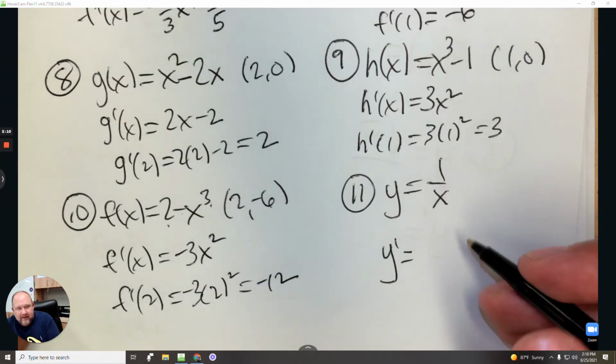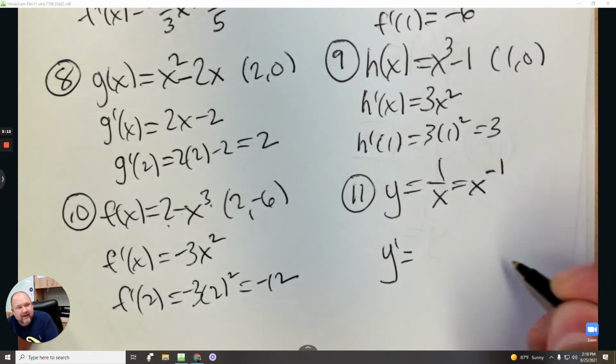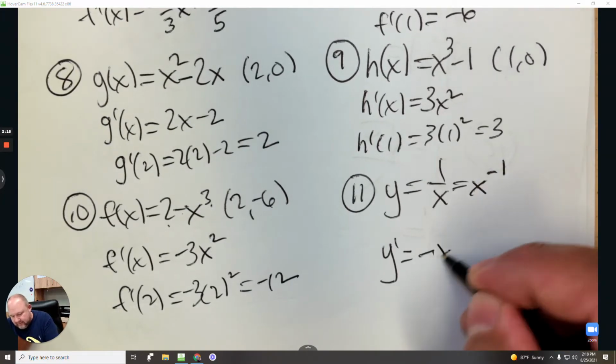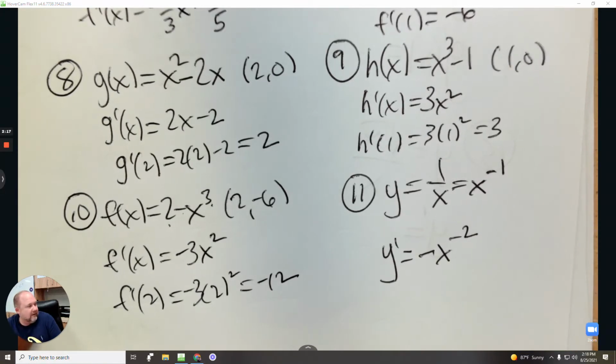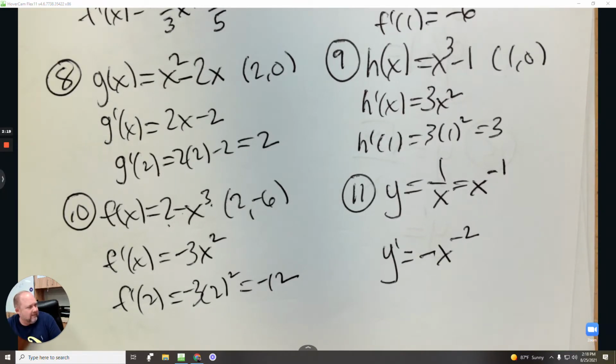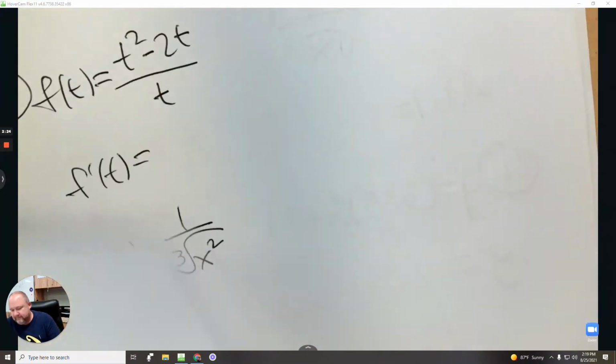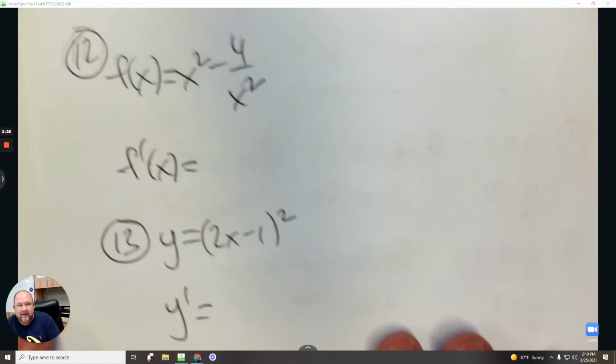Number 11, I'm going to change this to x to the negative 1. The derivative is negative x to the negative 2. And that's it, right? There's nothing to make sure of, nothing to evaluate at. Perfect. I got this all written out super quick.